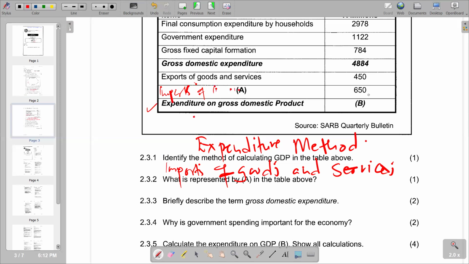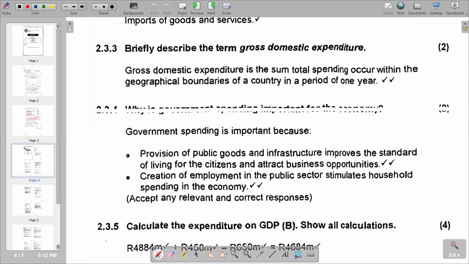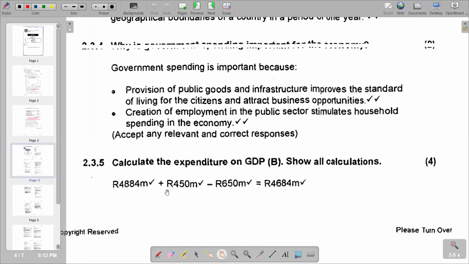So if you calculate it like that, you are going to see that the final answer that you're going to get is 4,684,000. That's the final answer that is going to represent the expenditure on gross domestic product. So basically, if you go to the answer section, we have that summary of that calculation, whereby we are saying 4,884,000 plus 450,000 minus 650,000. Then you get to 4,684,000. So this is what we have on 2.3.5.